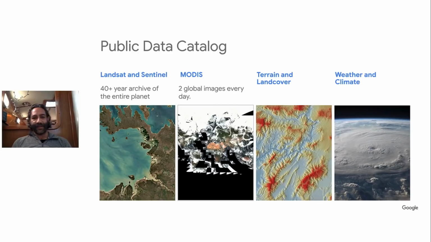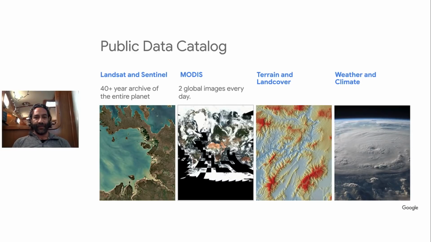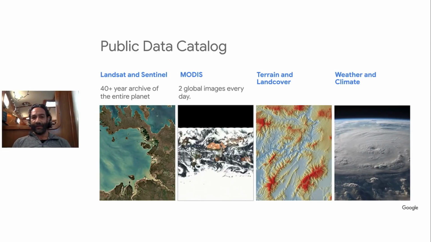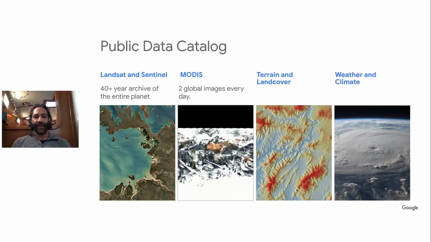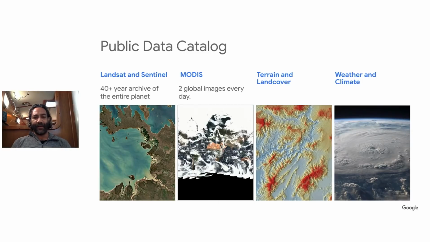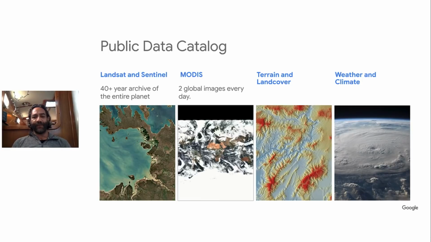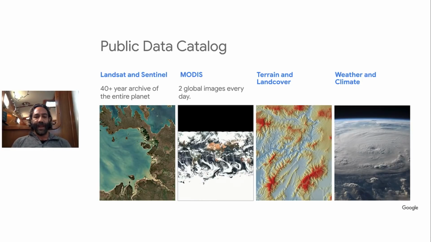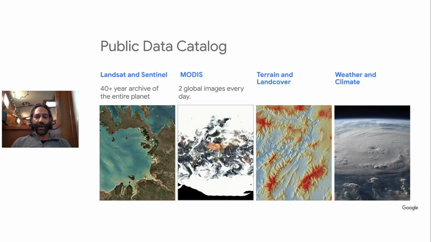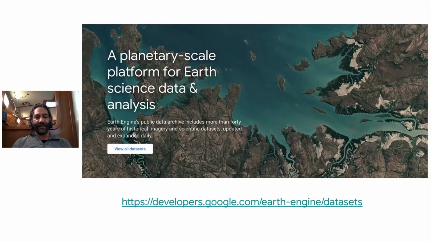As I mentioned a second ago, the core of Earth Engine is really the public data catalog. There's a lot of information in here. There's all of Landsat, all of Sentinel, most of MODIS, terrain, land cover data, weather and climate data, and of course much more. And to discover what's in there, you can search the data catalog. So here's a link that will take you to some pages that describe what's in there and let you search for the data sets that might be important to your analysis.